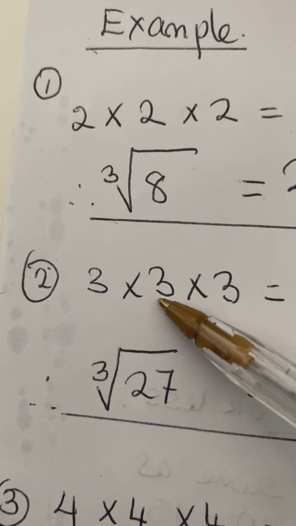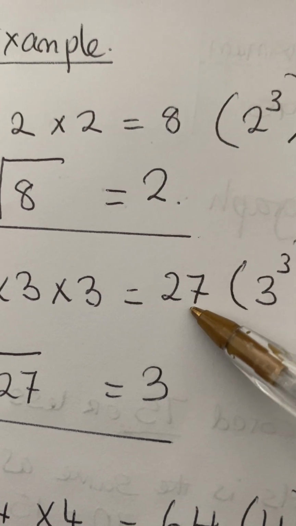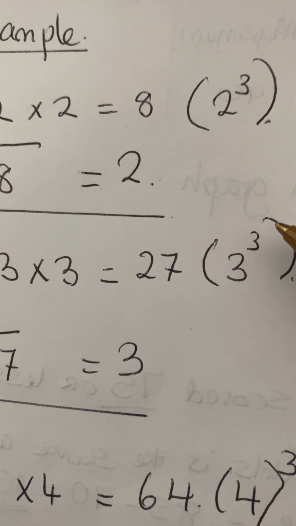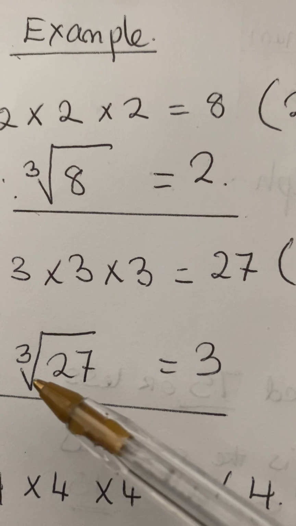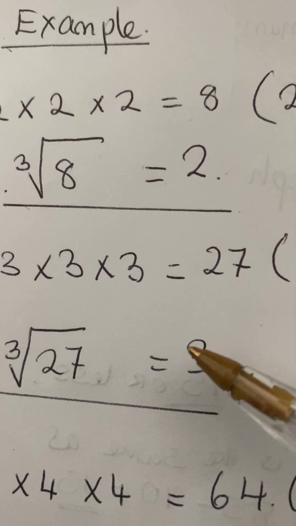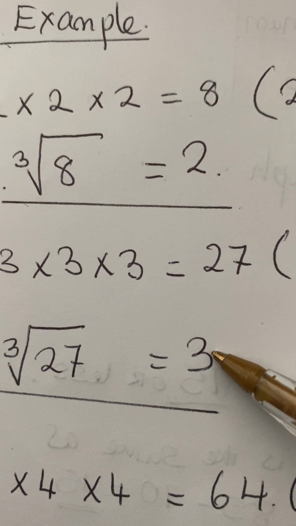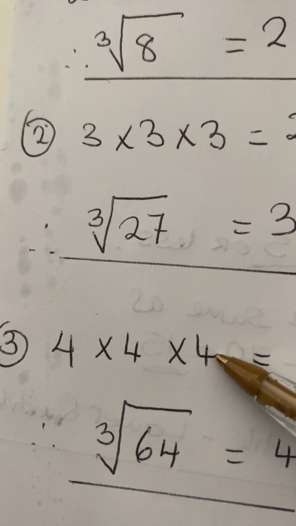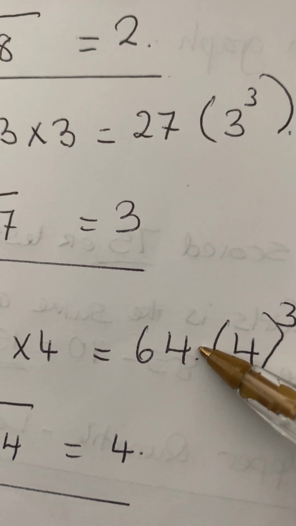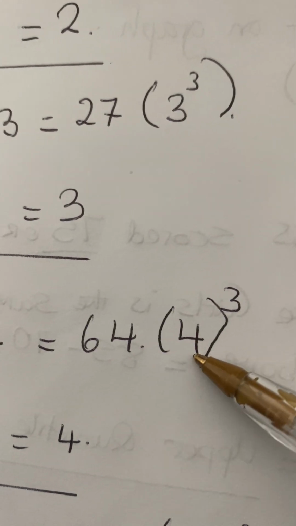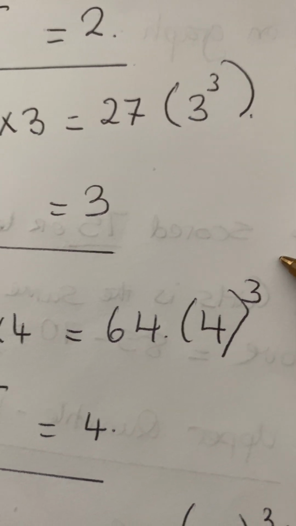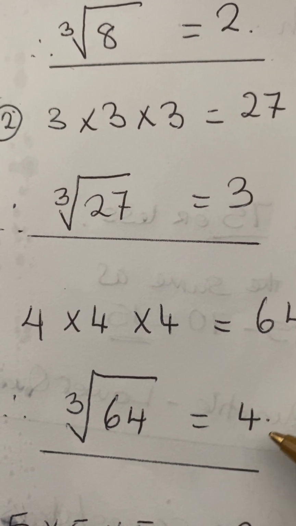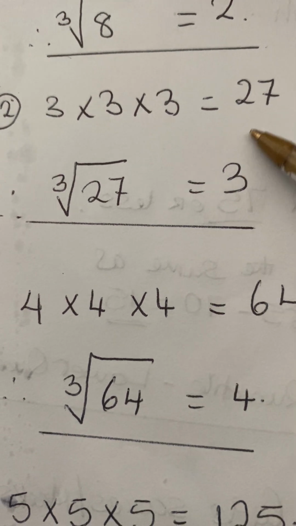Now 3 times 3 times 3 is equal to 27, and it's the same as 3 to the power 3. So the cube root of 27 is 3. 4 times 4 times 4 equals 64, which is 4 to the power 3. So the cube root of 64 equals 4.